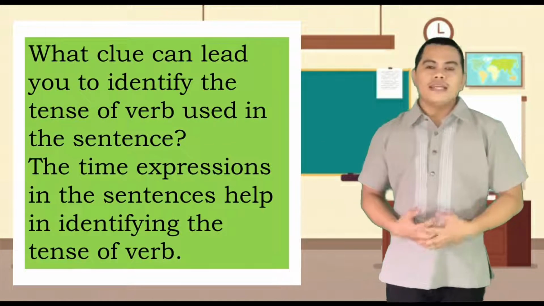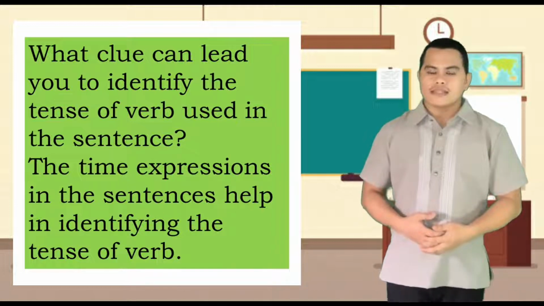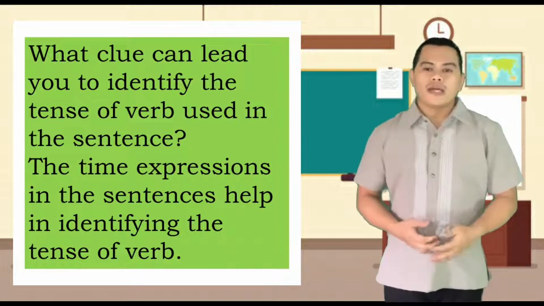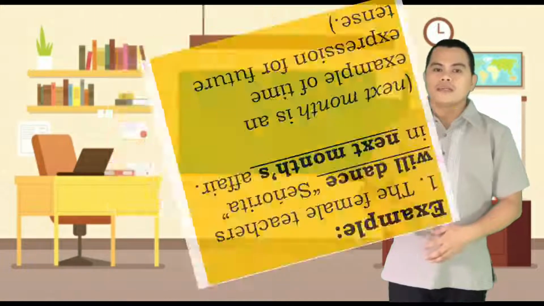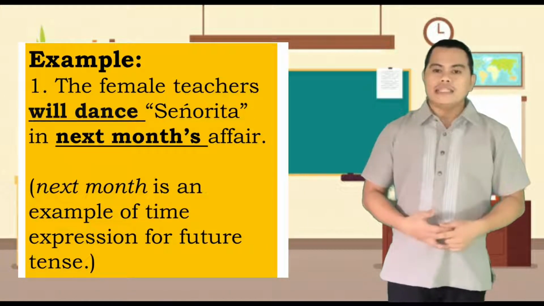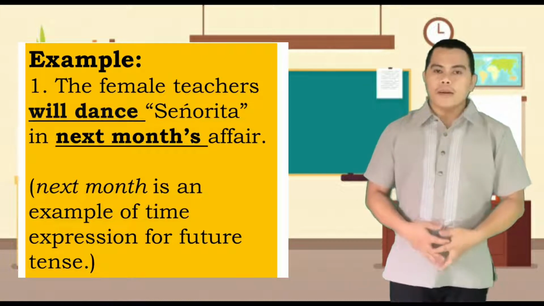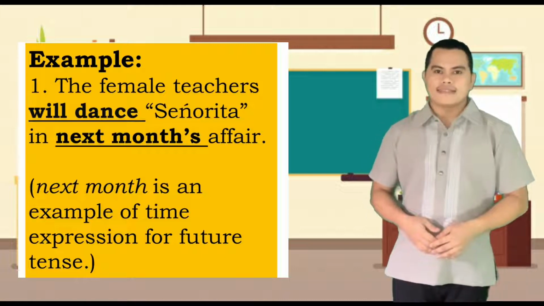What clue can lead you to identify the tense of the verb used in the sentence? The time expressions in the sentences help in identifying the tense of the verb. For example, the female teachers will dance señorita in next month's affair. Next month is an example of time expression for future tense.